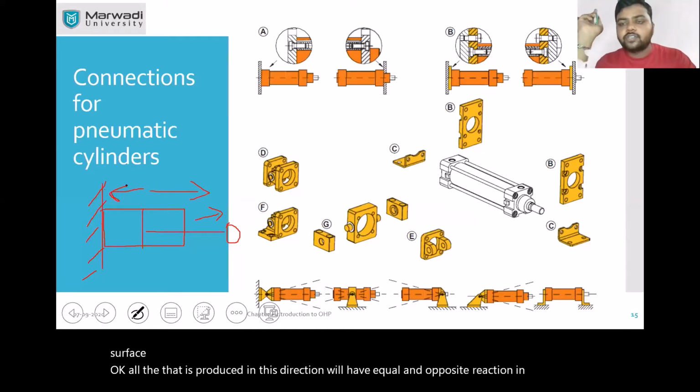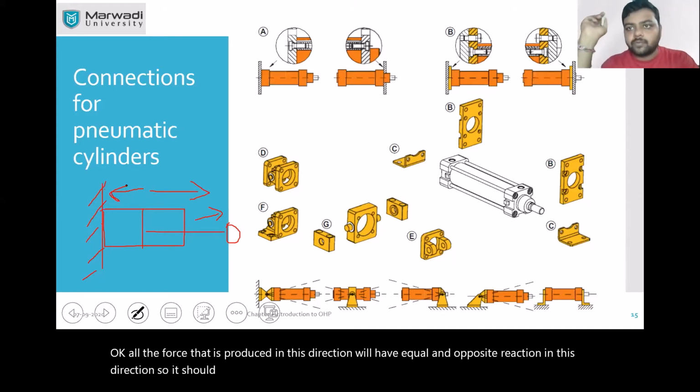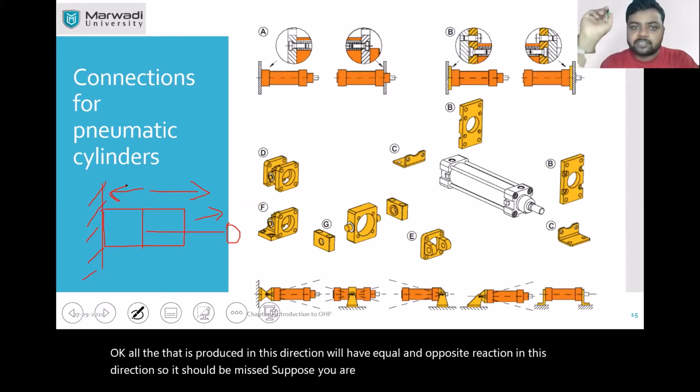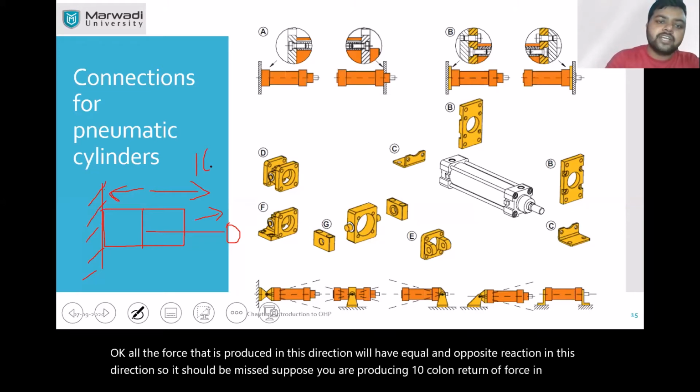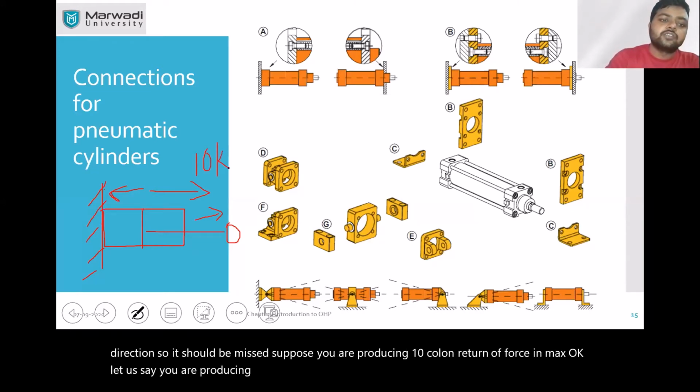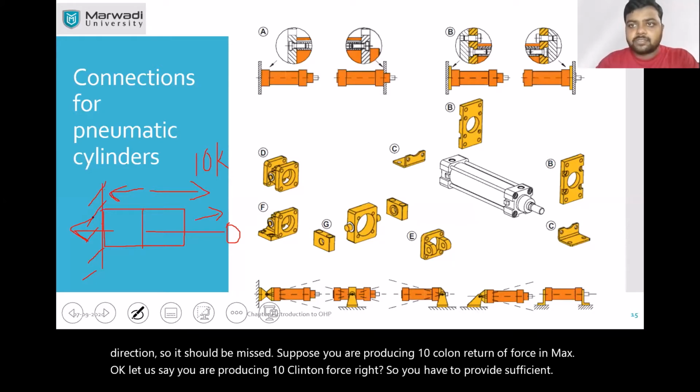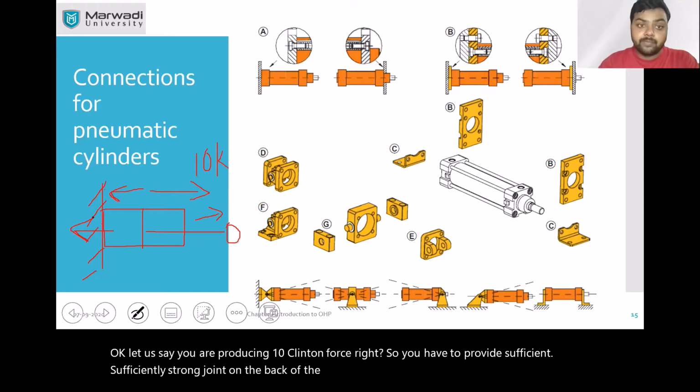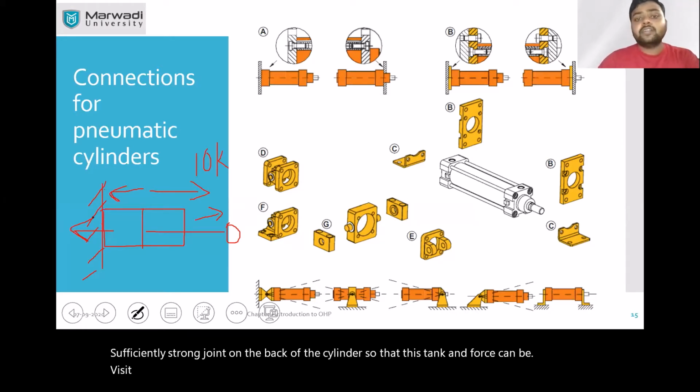Suppose you are producing 10 kilonewton of force at maximum. Let us say you are producing 10 kilonewton force, right? So you have to provide a sufficiently strong joint on the back of the cylinder so that this 10 kN force can be withstood.